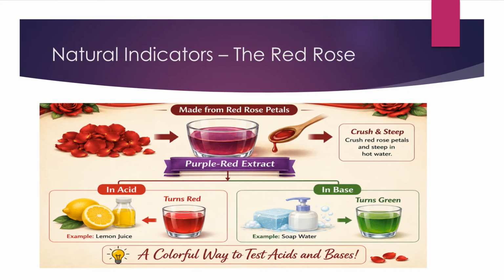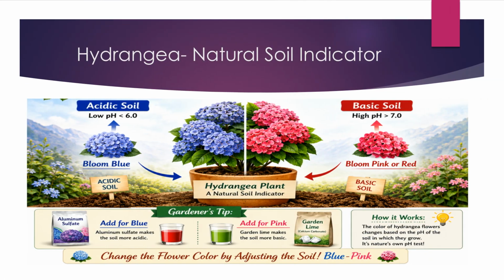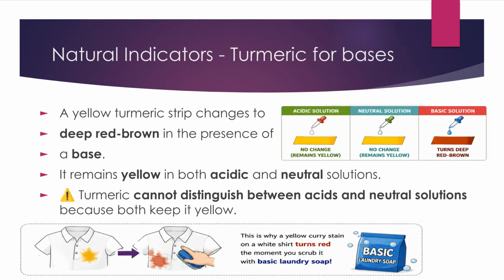Beyond litmus, other natural indicators exist. The red rose, for example, is a natural acid-base indicator. On crushing red rose petals and steeping it in hot water, a purple-red extract is produced, which turns red in acid and green in bases. The hydrangea plant is another natural soil indicator. Its flowers turn blue in acidic soil and pink in basic soil, helping us understand the soil's properties. Turmeric, or haldi, acts as a natural indicator for bases. A yellow turmeric strip turns deep red-brown in the presence of a base, but remains yellow in acidic or neutral solutions.